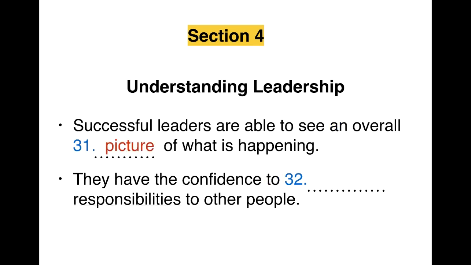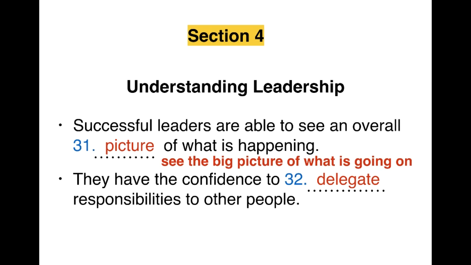Let's look at the answers then. 31 was picture. They're able to see an overall picture of what's happening. And 32 was delegate. They have the confidence to delegate responsibilities. The key words that helped us to get those answers you can see better on the worksheet if you look at the transcript, but just quickly, for 31 it was see the big picture of what is going on. So instead of the word overall you've got big, instead of what is happening, what is going on.